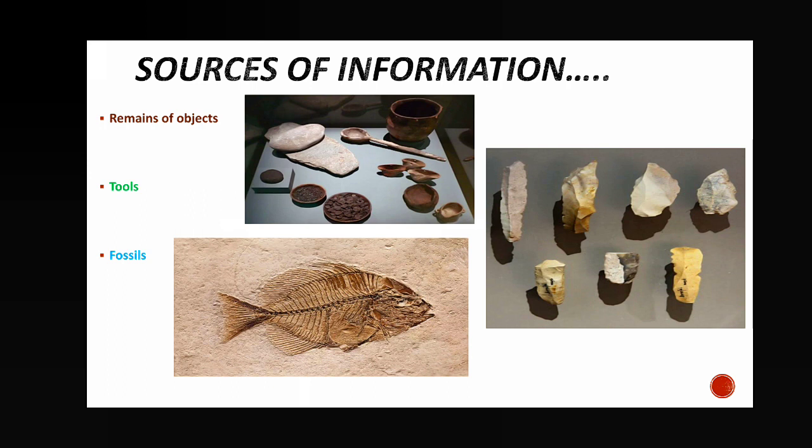Next we read in the last class about sources of information, because I told you that at that time we were not there. So how do we collect information about the past, about the life of early men? There are three sources present: remains of objects, tools and fossils.